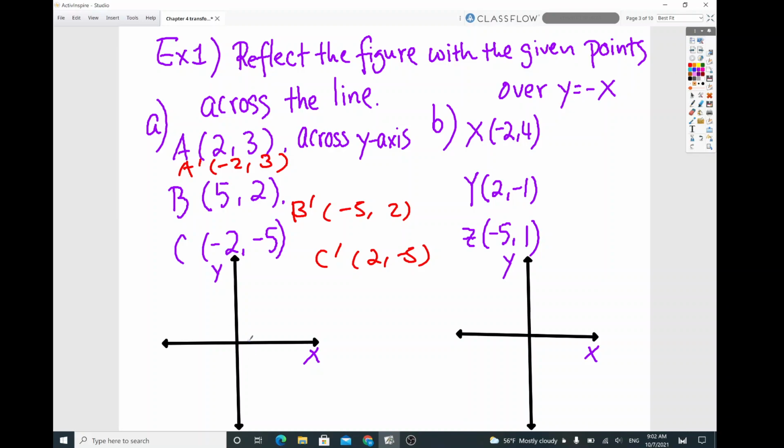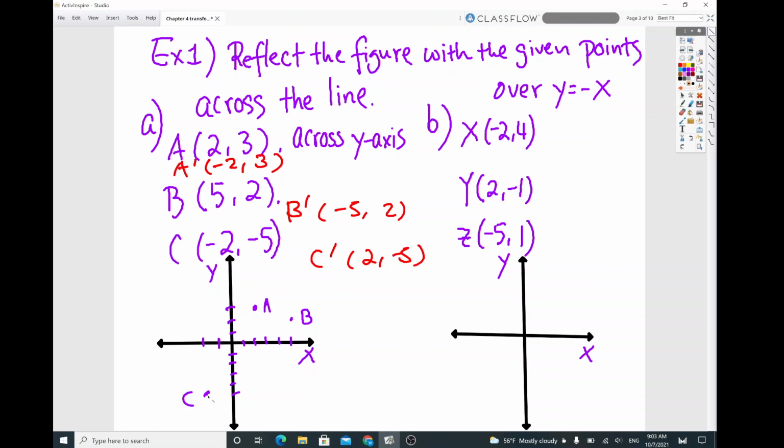So 2 comma 3, point A, 5 comma 2, point B, and then point C, negative 2, negative 5, down here. Once you connect those dots, it's a triangle.